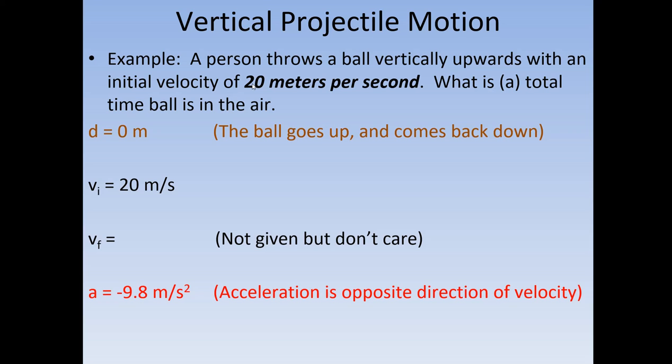The acceleration is negative 9.8 meters per second squared because again, that's the acceleration due to gravity, and it's going down, which is why we make it negative. It's going opposite our initial velocity. And then time is what we're actually looking for.